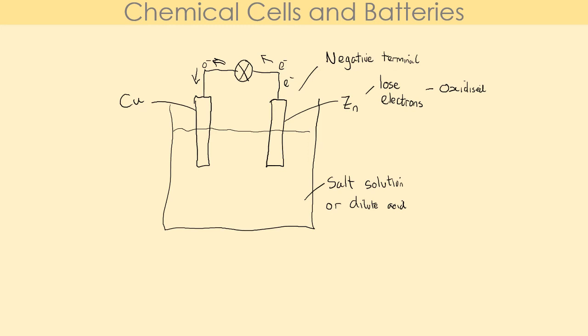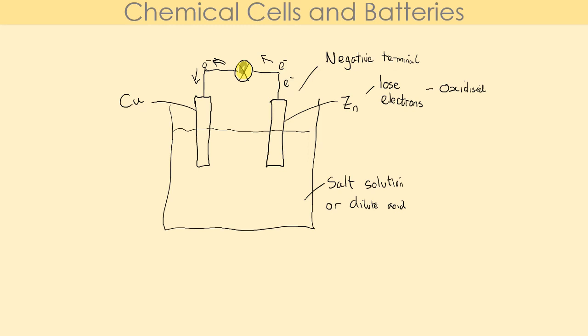The electrons will flow through the wire and transfer the energy into the bulb, causing it to light up. And this will continue until either the copper or the zinc has run out. The electrolyte solution allows the electrons to transfer from the copper, keeping us with Cu2+ ions to attract those electrons.